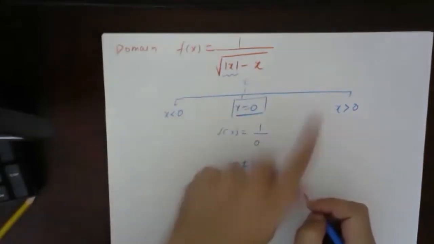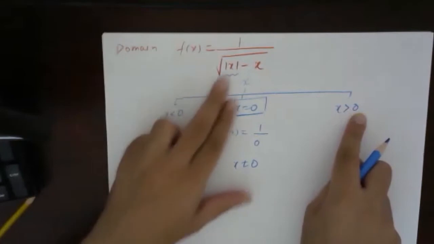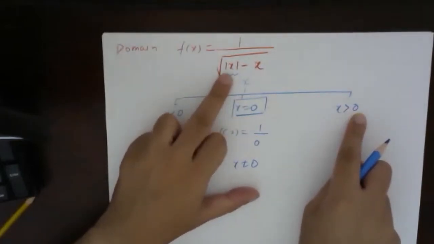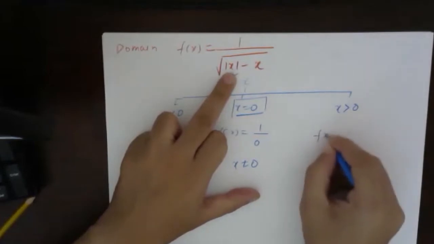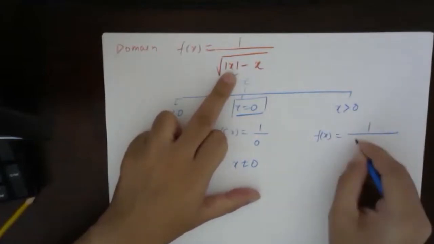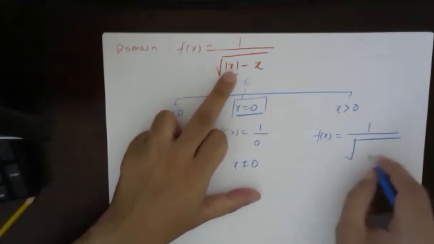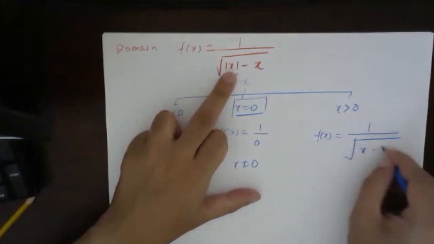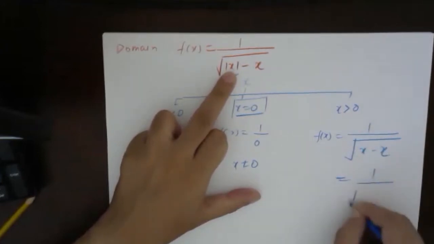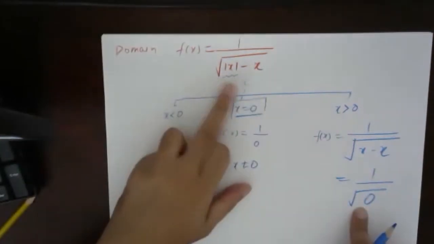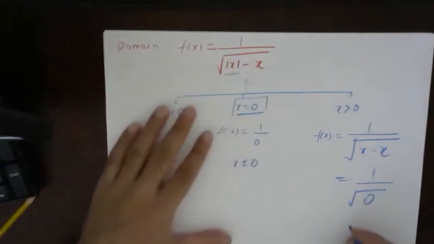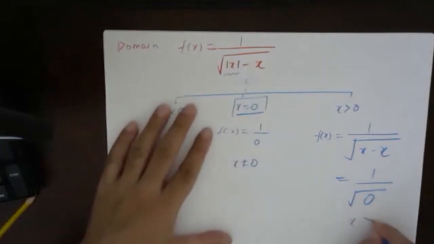Now let's take x greater than 0. When x is greater than 0, this modulus will open with a positive sign. So f of x will simply become 1 by under the root of, I will remove the mod, x minus x, which is nothing but 1 by under the root of 0. So for any value of x which is greater than 0, this will be undefined. That means again x cannot be greater than 0, right?